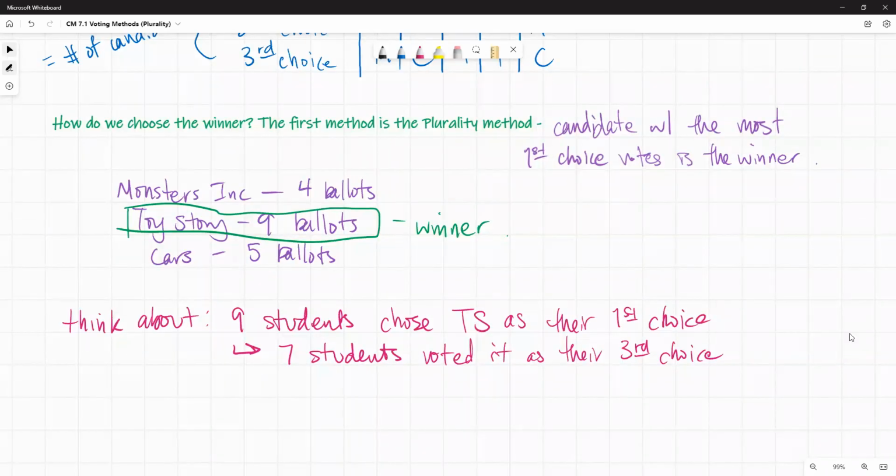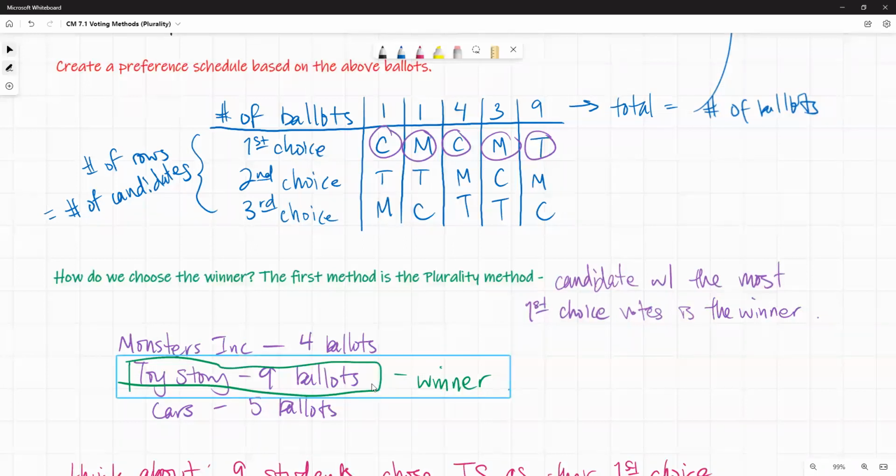Well, we hope we can see how to navigate that with the next voting method that we'll look at in the next video, okay? But for now, this is plurality: making the preference schedule, and then we choose the winner based on how many first place votes they got, okay?